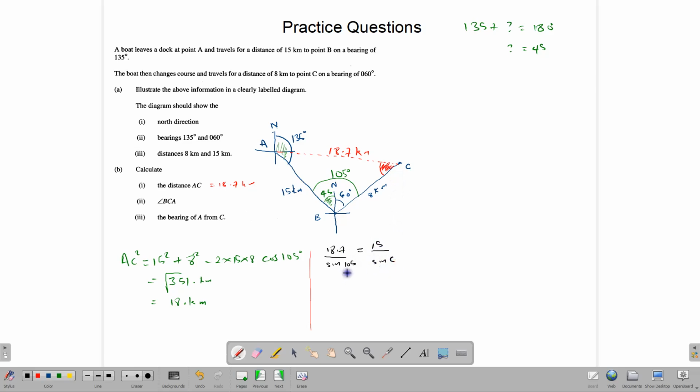Once you do your manipulation here, we end up with, cross multiplying, 18.7 times the sine of C is equal to 15 times sine 105. Fast forward, we get the sine of C will be equal to 15 sine 105 divided by 18.7. And once you do that, it gives you a decimal number equal to 0.775.